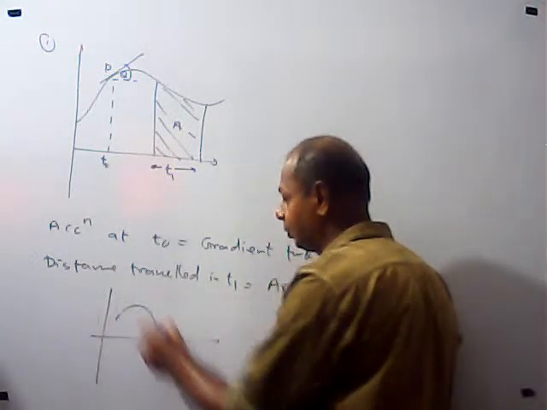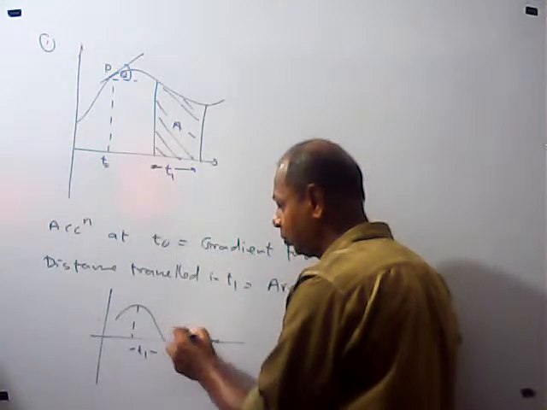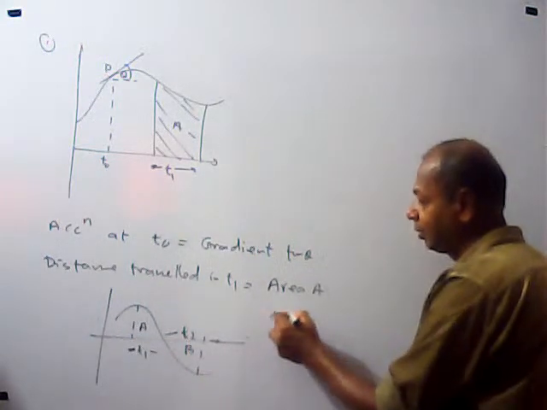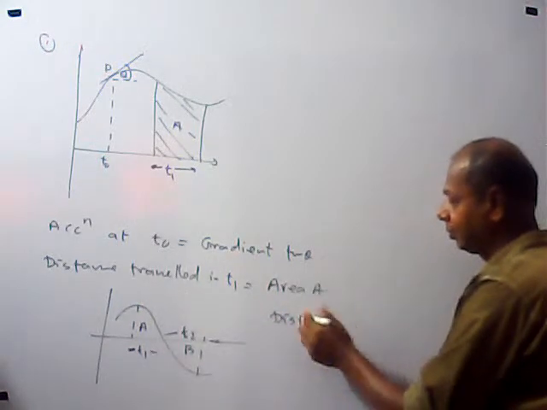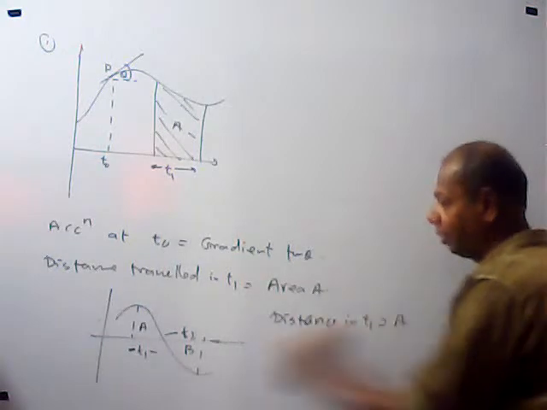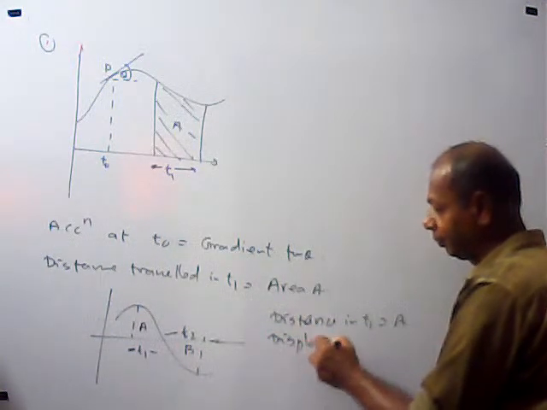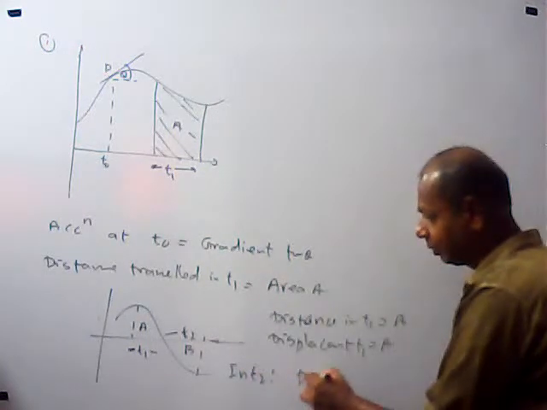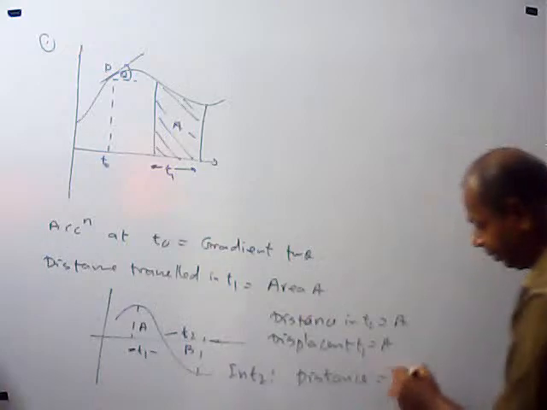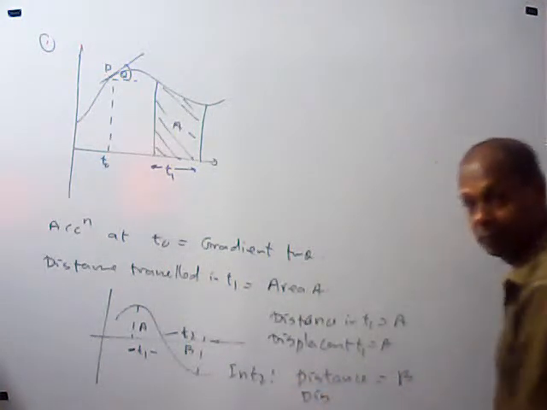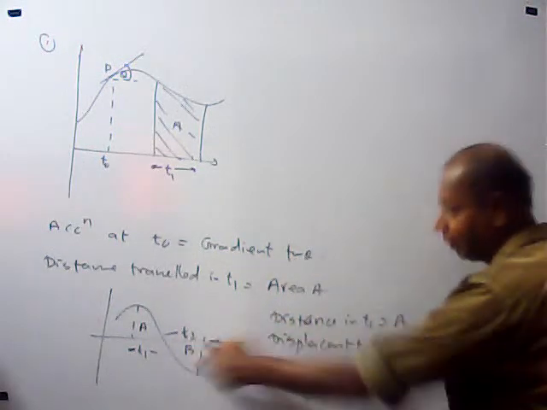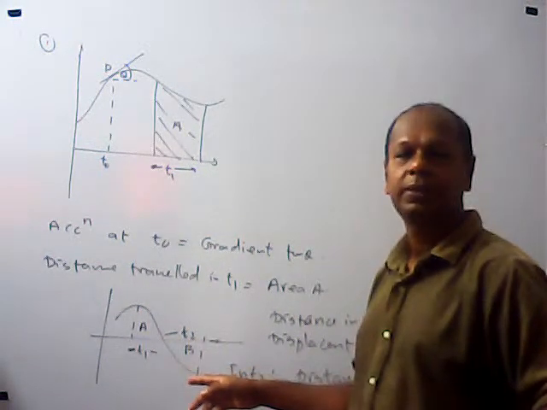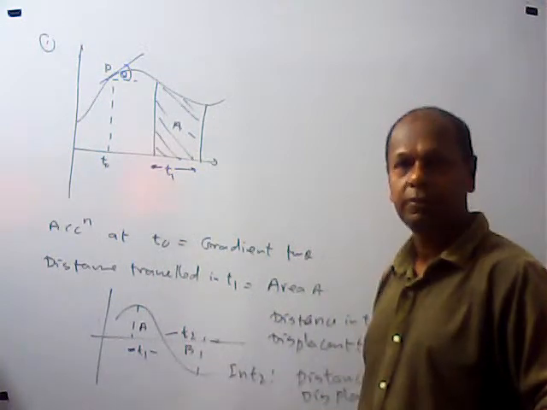We said, say this is t1, this is t2, this area is A, this area is B. In t1, the distance traveled is equal to A, and also the displacement is A. In t2, the distance traveled is B, but the displacement is not B, it has to be minus B. If the curve is below the time axis, the displacement is not equal to the area, but it is equal to the negative value of the area, right?